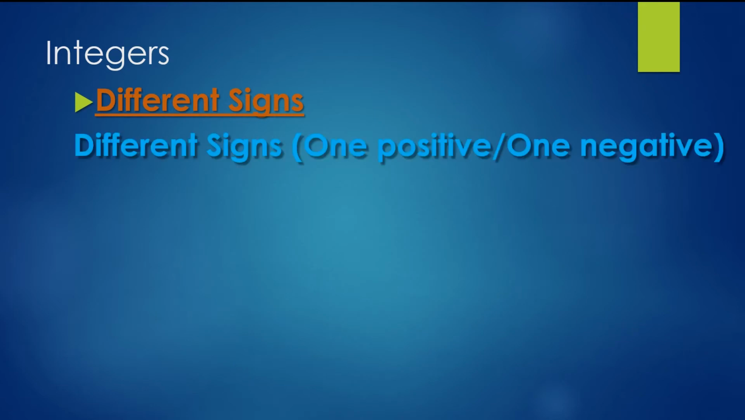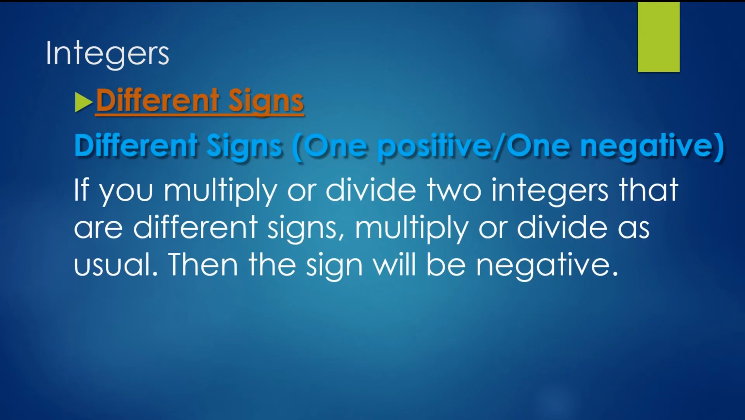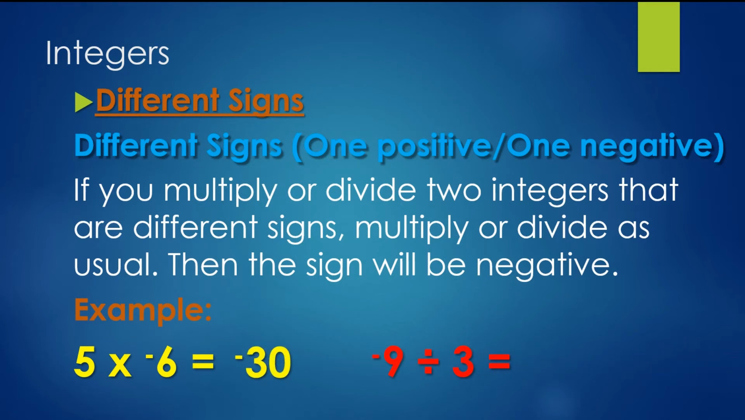Different signs. One positive, one negative. If you multiply or divide two integers that are different signs, multiply or divide as usual, then the sign will always be negative. For example, 5 times negative 6 would be negative 30. Negative 9 divided by 3 would be negative 3.